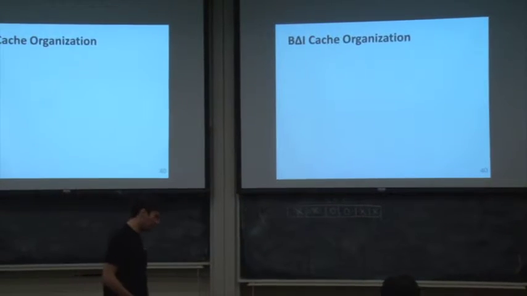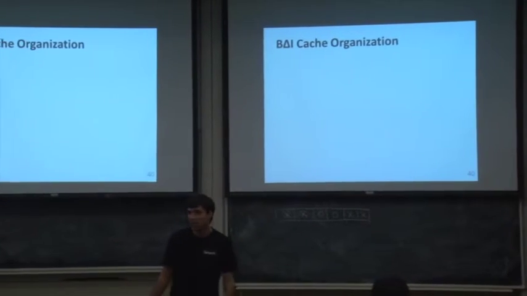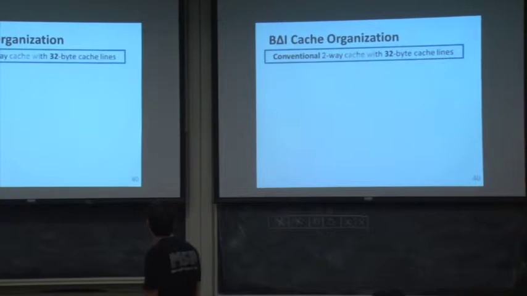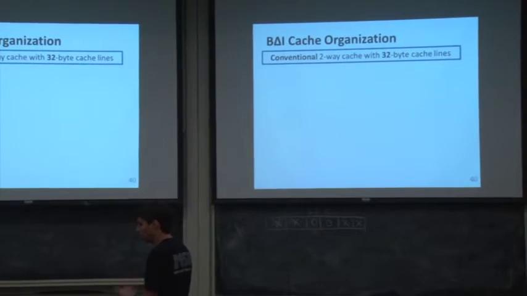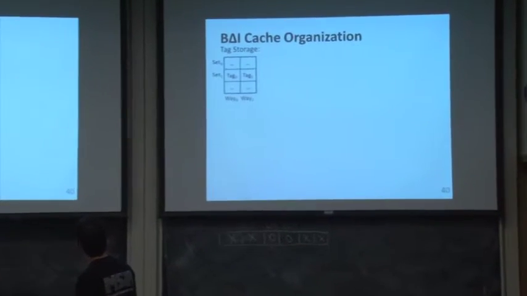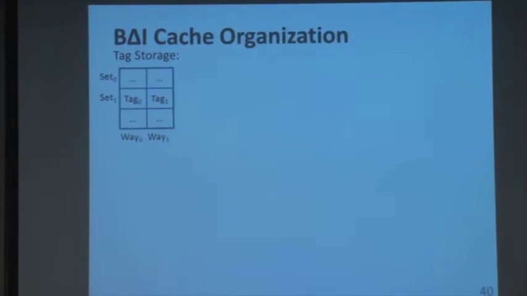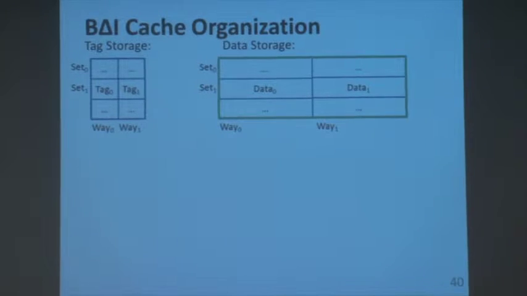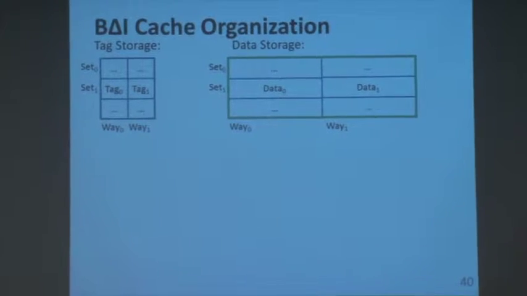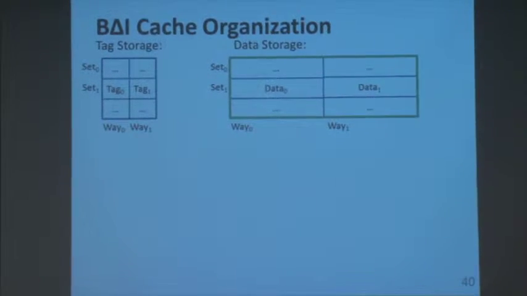A little bit more complicated is how to organize the cache. So the thing with the cache is, again, I will briefly introduce what you're doing with the regular cache, with a two-way, say, 32-byte cache line cache. You have tag storage, you have data storage. Data storage is clearly bigger than the tag storage. They split it. And there is a mapping. Every tag implicitly maps to the data storage.